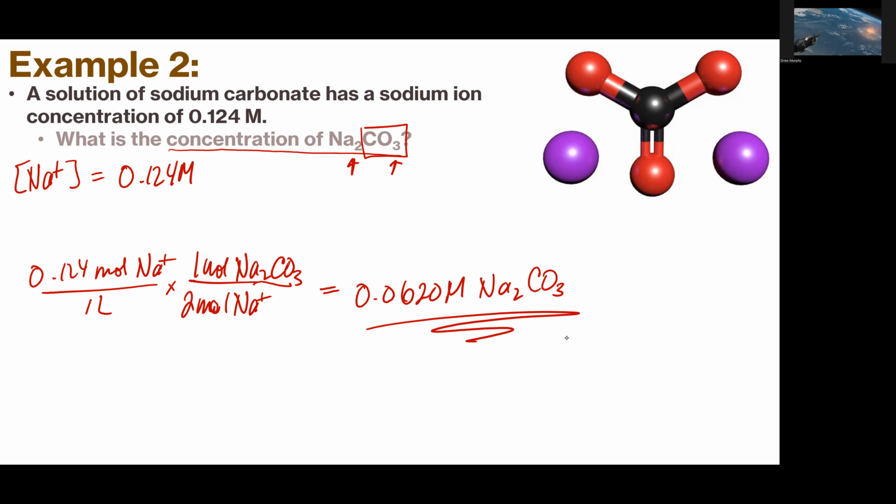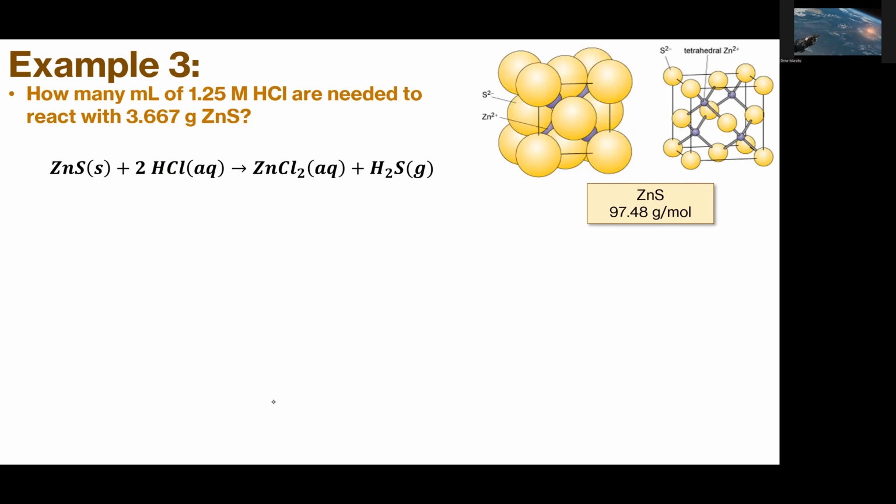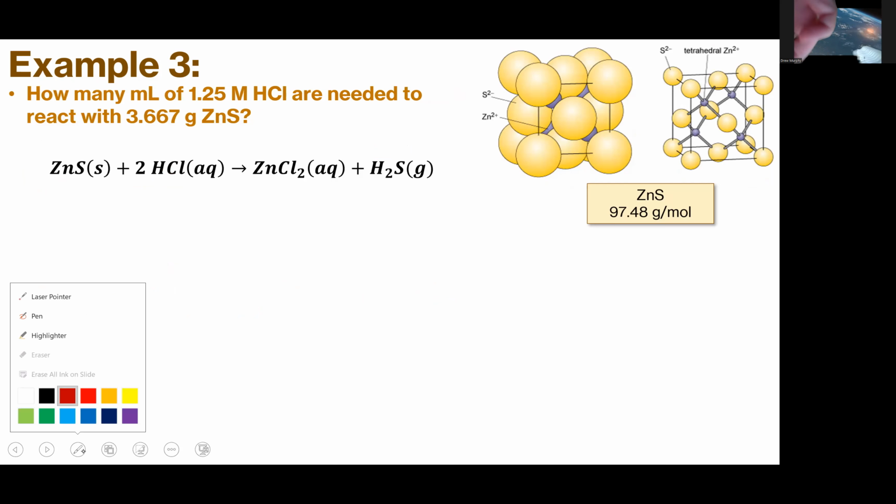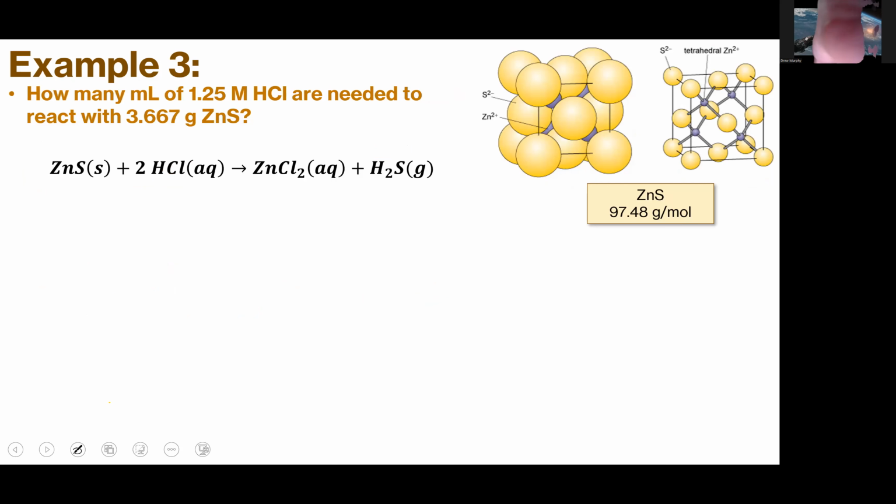Now, ions in solution work this way, so we can figure out how many ions are in solution. We can also do reaction stoichiometry in solution. Okay, so if we look at this example, how many milliliters of HCl, so here's our answer, it's going to be milliliters of HCl. 1.25 molar HCl are needed to react with 3.667 grams of zinc sulfide, giving us an equation.